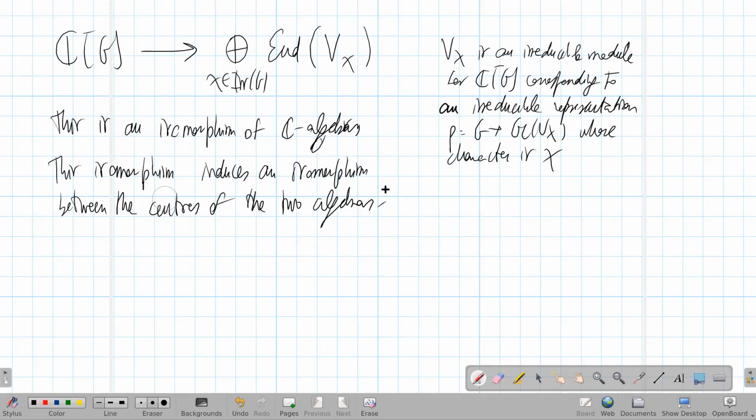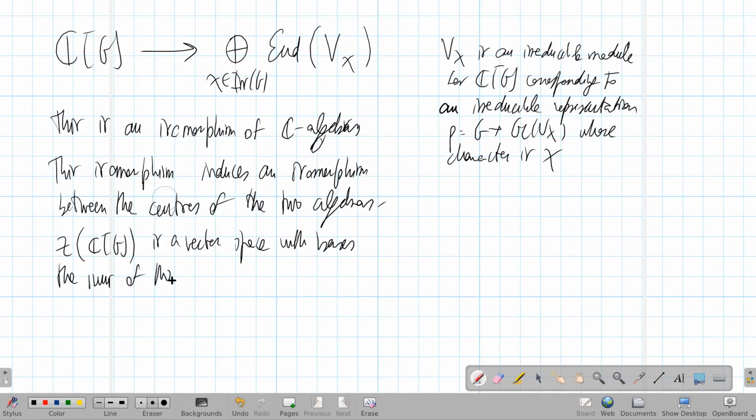Okay, and we had seen that the center of the group algebra is a subalgebra, a vector space, say, with bases the sums of the conjugacy classes.